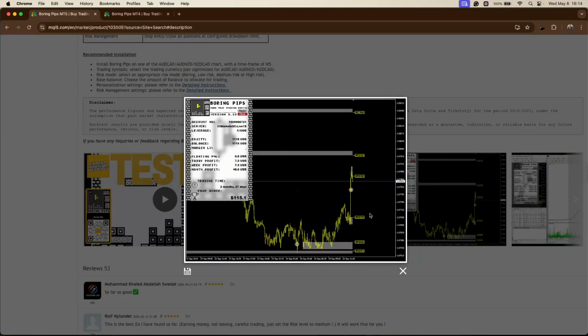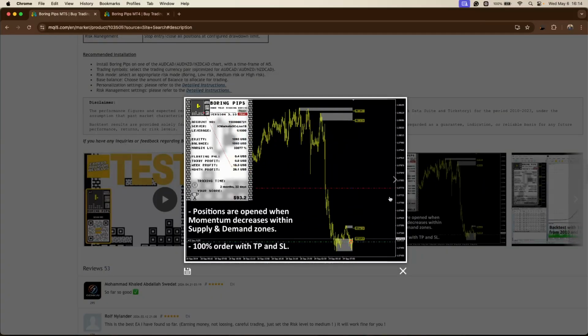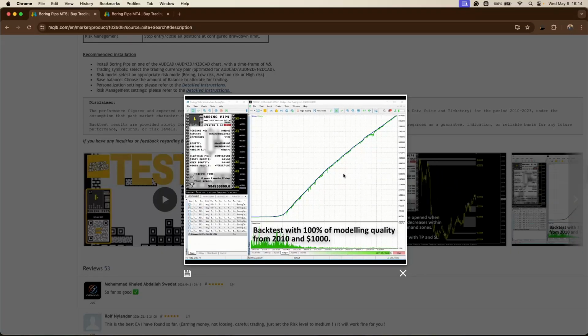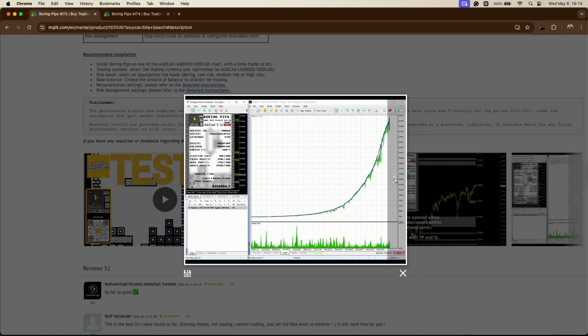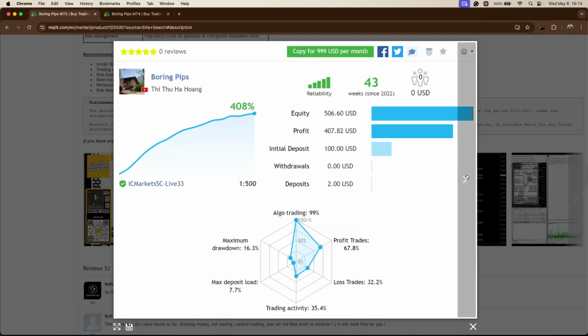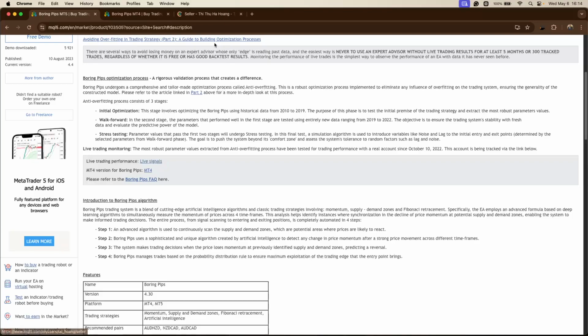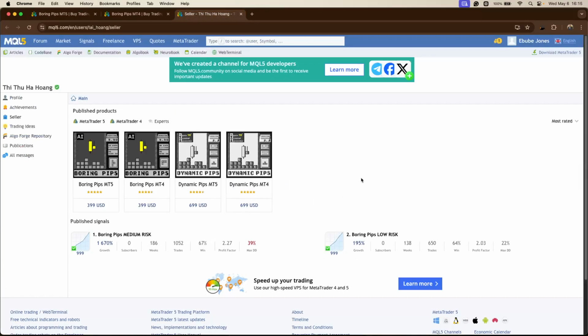This is exactly how the expert advisor works, and you can see this is their backtest results from what they preach, and this is their live signal. But this is a screenshot. I actually tried to check the live signal here, but there was nothing on the live signal. Okay, this is it.